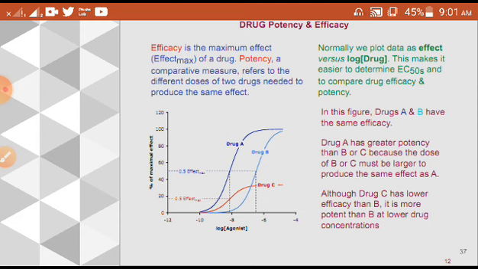So drug A has a greater potency than B, of course, because drug A requires less dose than drug B, right? Suppose that drug A is 10 milligram, then drug B is 15 milligram, right? With 10 and 15 milligram, they are giving a similar effect. Then which is more potent? Drug A is more potent than drug B, okay? While the efficacy of both drugs is the same.